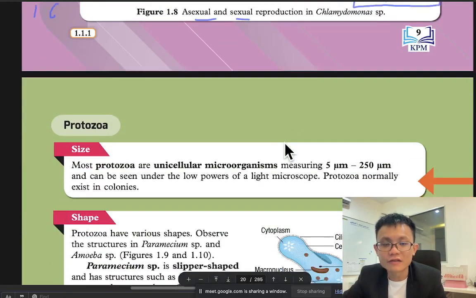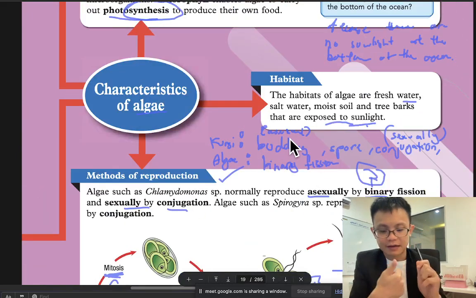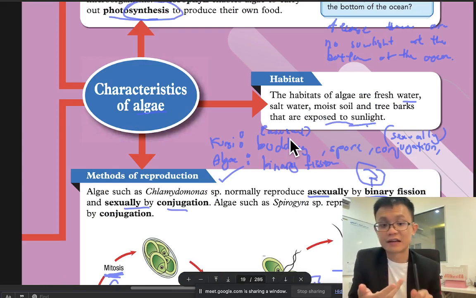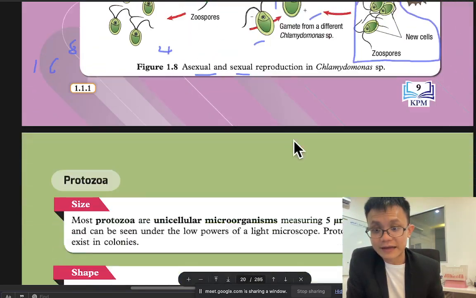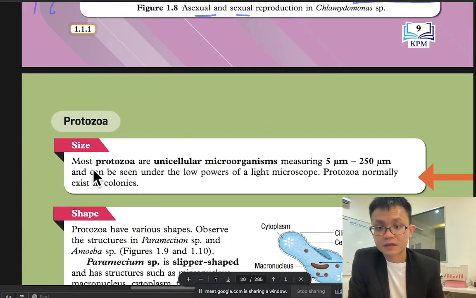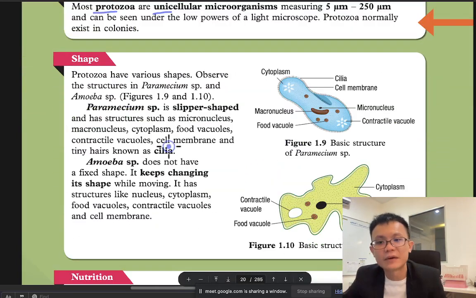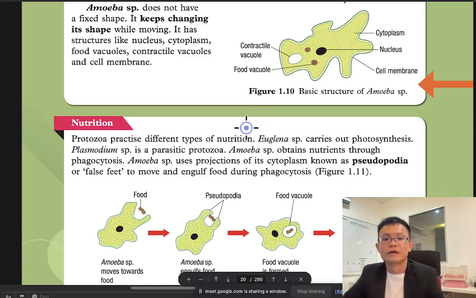Okay, moving on. So we already learn a few things. We already learn budding, we already learn conjugation, we already learn binary fission, all these things. So let's look at protozoa. Protozoa is unicellular, means only one cell. Okay, examples are like amoeba and paramecium. Okay, so these are the examples.